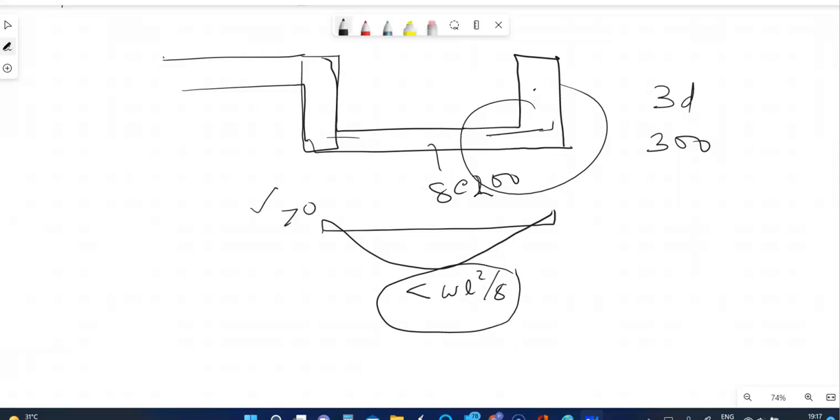A sunken slab can be designed as a discontinuous slab if you are doing it manually, and then ensure that you have minimal top reinforcement where it is supported onto the beam. That's all I wanted to discuss today.